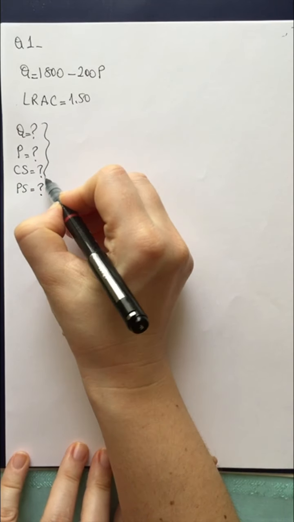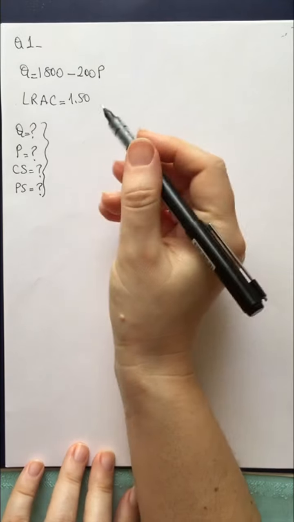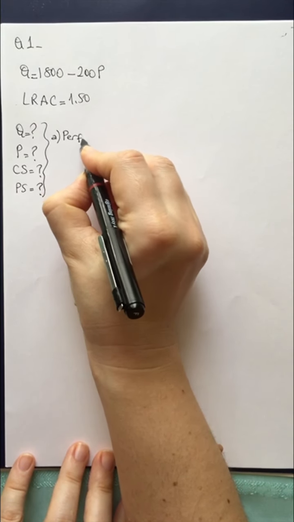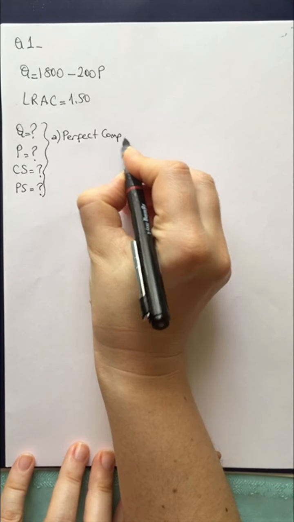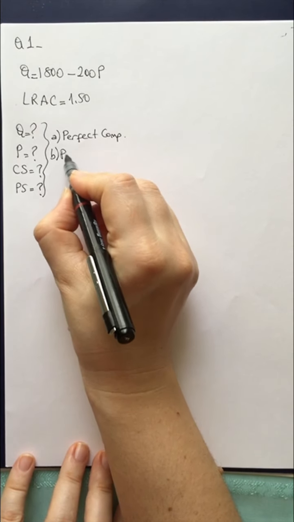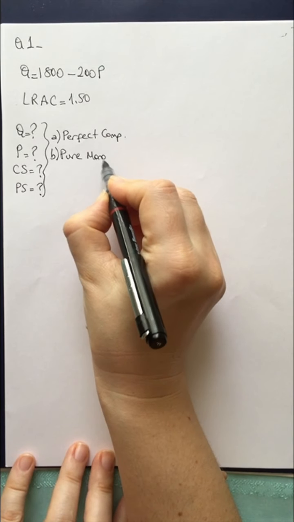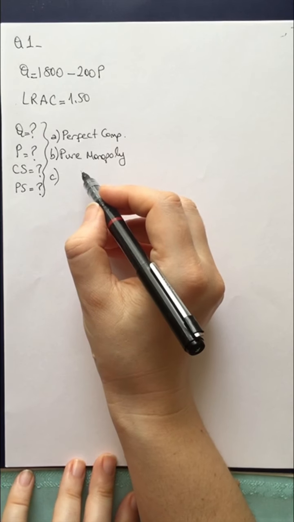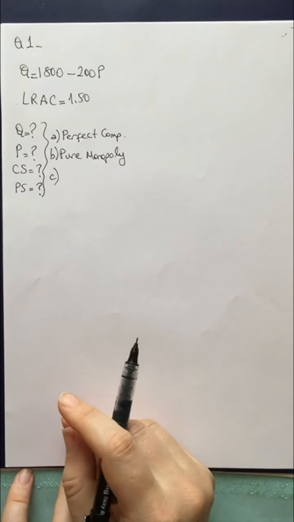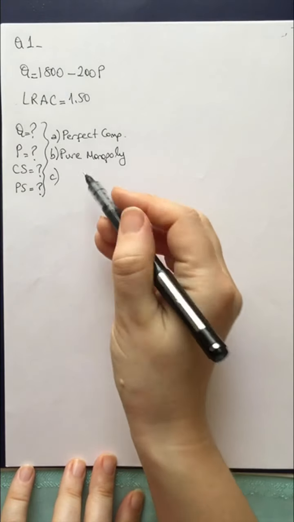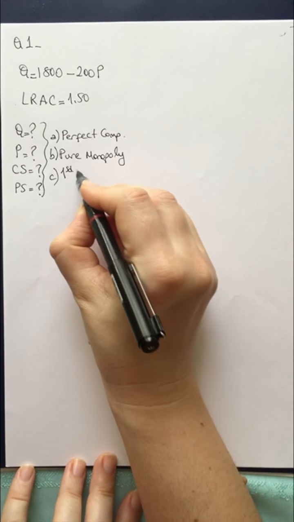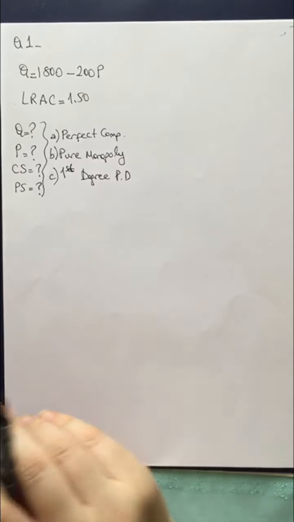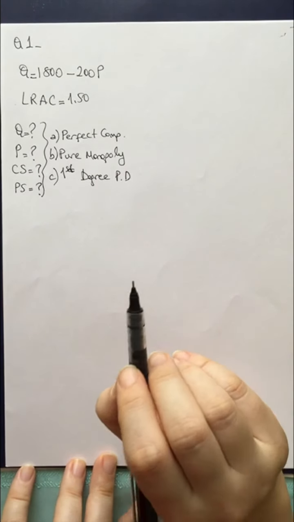We will find all of these 4, if possible, of course. For question A, a perfectly competitive market. For pure monopoly, there is one seller in the market, and it produces a good which has no close substitutes. And first degree price discrimination.